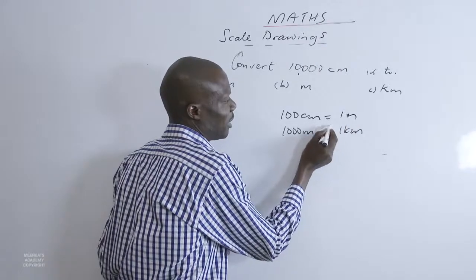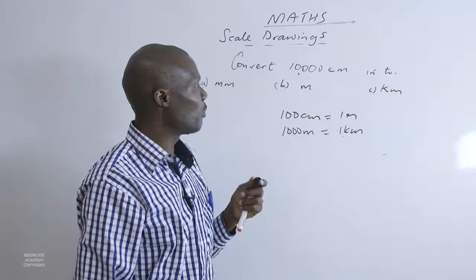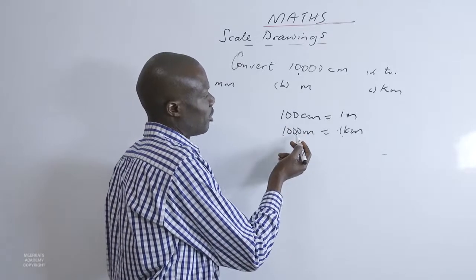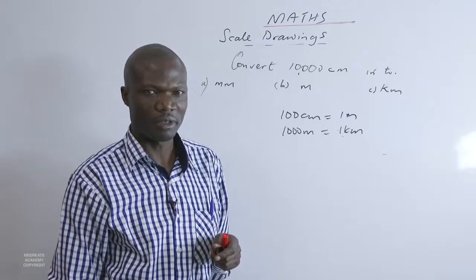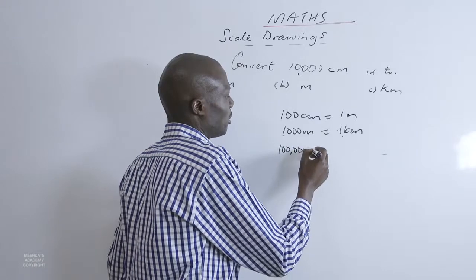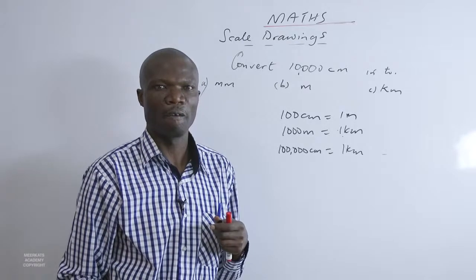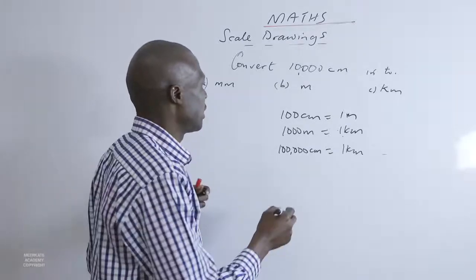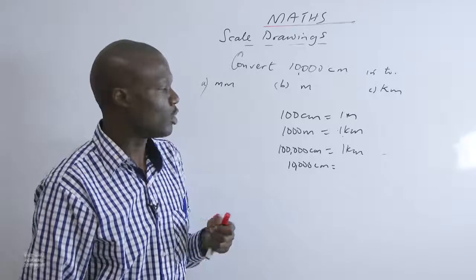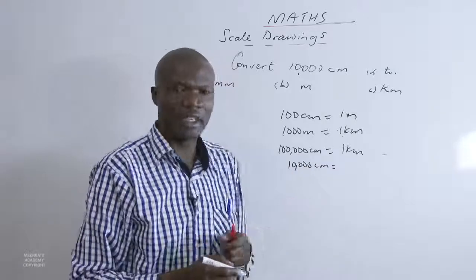So if you look at this relationship, for us to arrive at a kilometer, you'll find that 1 kilometer will be represented by what? 100 multiplied by 1,000. Therefore, we are saying 100,000 centimeters is equal to 1 kilometer. But they want us to convert 10,000 centimeters. So if 100,000 centimeters is 1 kilometer, how many are 10,000?